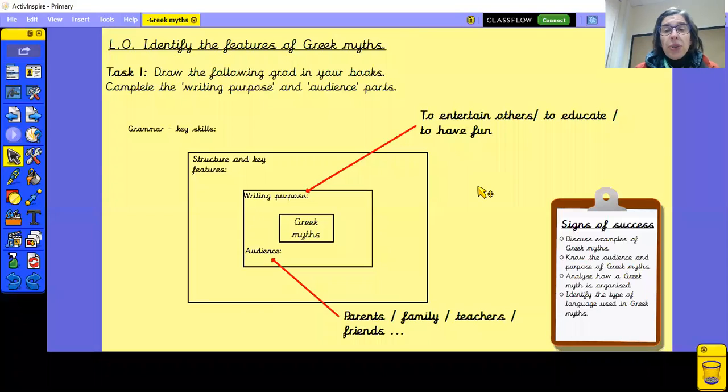Well done. So again, I don't know what you came up with, but I had in mind the audience for our Greek myth could be our parents, our family, some teachers, some friends, because we can always exchange through Dojo. And the writing purpose, well, we want to entertain others with our myth. Maybe we want to educate as well, or simply to have fun. Maybe some of you will have different ideas that, again, you will share on Dojo. So well done for completing these two parts, writing purpose and audience.